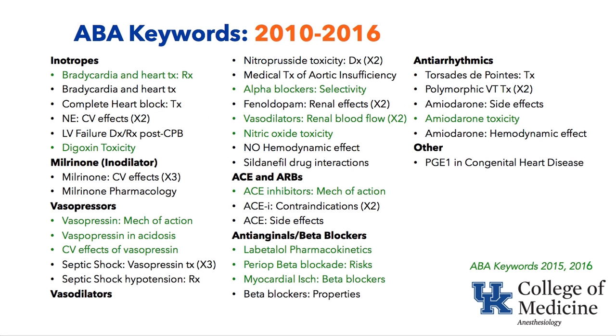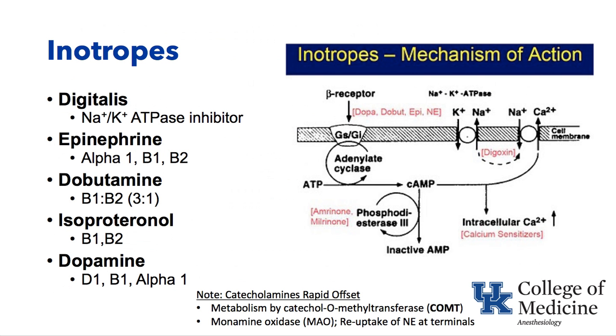This review will be guided by the American Board of Anesthesia Keywords, published between 2010 and 2016, and those can be broken down into several large categories, including inotropes, milrinone and its inodilating effect, vasopressors focusing on vasopressin, vasodilators, nitroprusside, nitroglycerin, and nitric oxide, ACE inhibitors and ARBs, that is angiotensin converting enzyme inhibitors, beta blockers, and antiarrhythmics, specifically amiodarone. So let's move right into our discussion, starting off with inotropes.